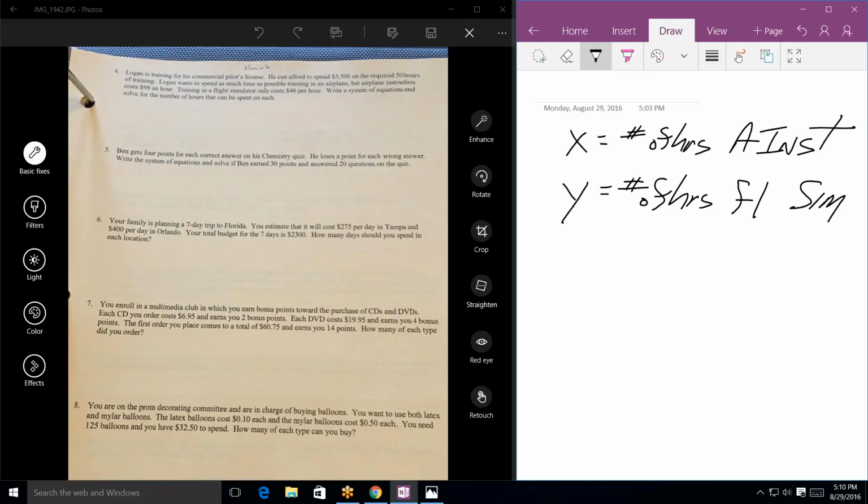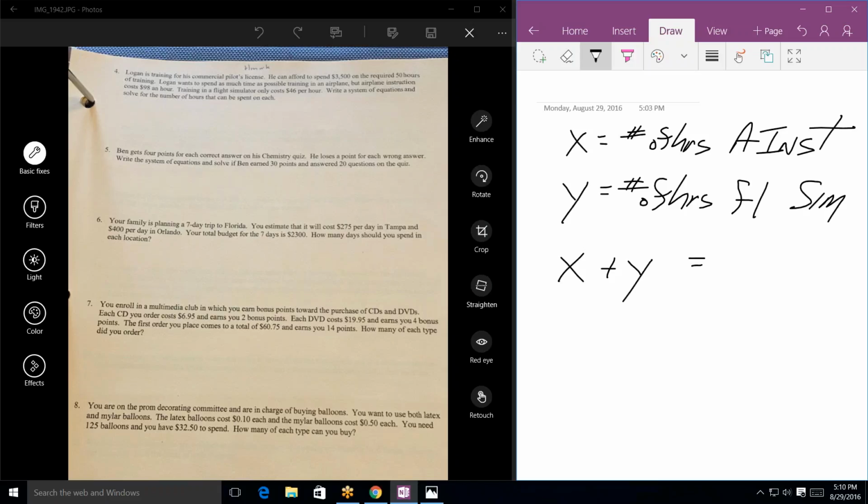So let's take this sentence here. He can afford to spend $3,500 on the required 50 hours of training. What equation can you come up with that describes that sentence? We could do X plus Y is equal to 3,500.